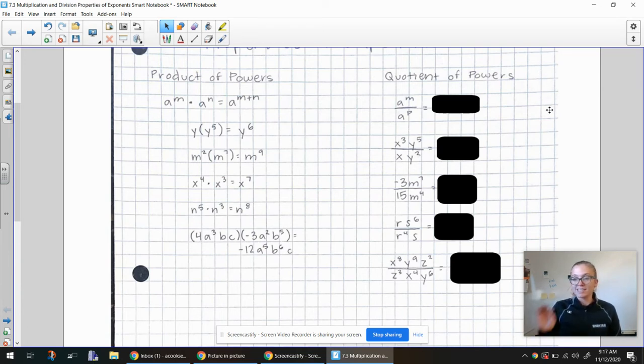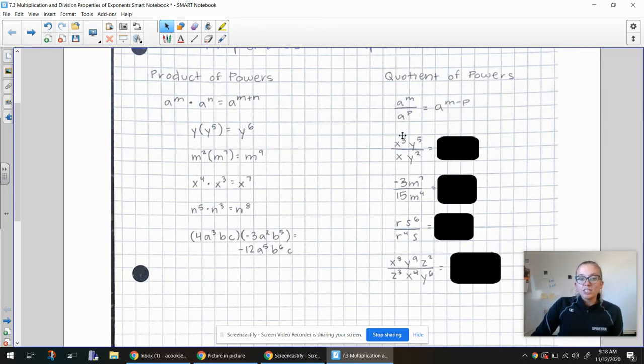The quotient of powers is going to work very similarly, but this time, quotient, we are dividing terms that have exponents and the same base. So a to the m divided by a to the p. Great. a to the m divided by a to the p. Well, when I'm multiplying exponents with the same base, I add my exponents. When I'm dividing exponents with the same base, I subtract the exponents.